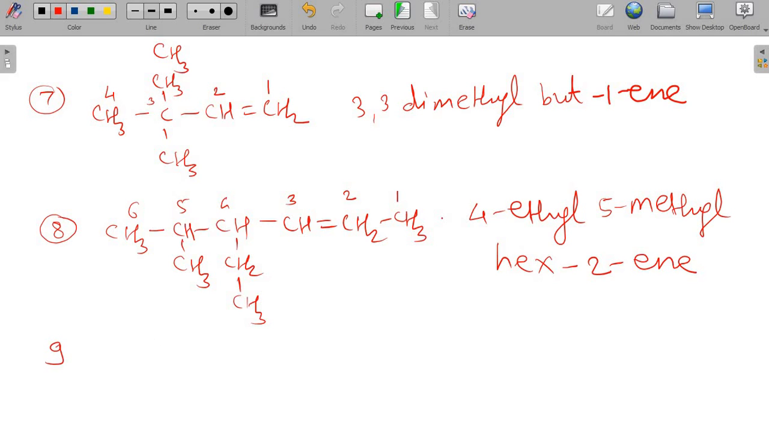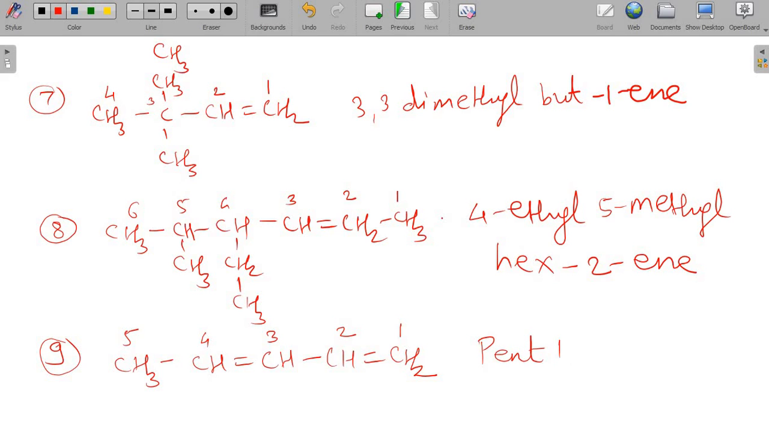Understand? If there are 2 double bonds, then this is CH3, CH double bond CH, CH double bond CH2. So what is the name of this compound? If I give the numbering, with 2 double bonds, the double bonds should occur at the lowest possible number. So if I give the numbering from the right-hand side, position 1 is for the first double bond, then 2 and 3. The third position is for the second double bond, 4 and 5. There are total 5 carbon atoms. That's why it is pent-1,3-diene.